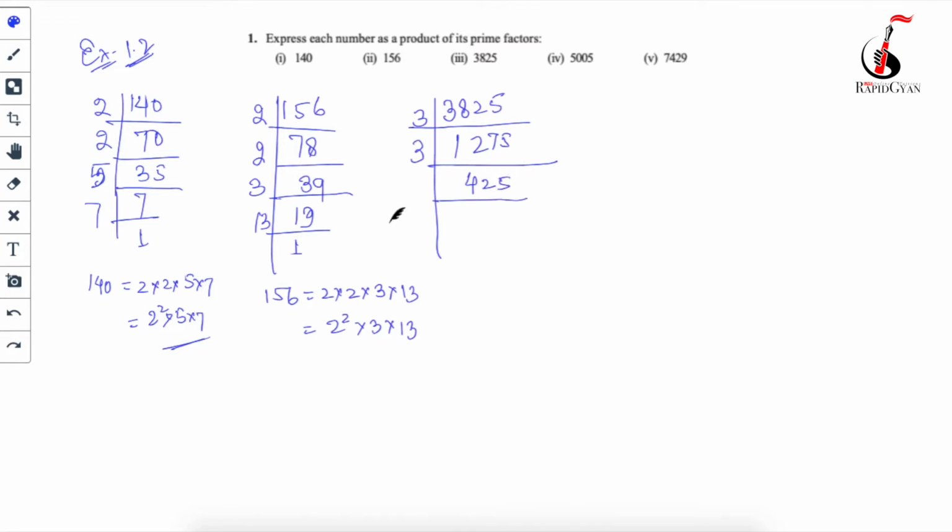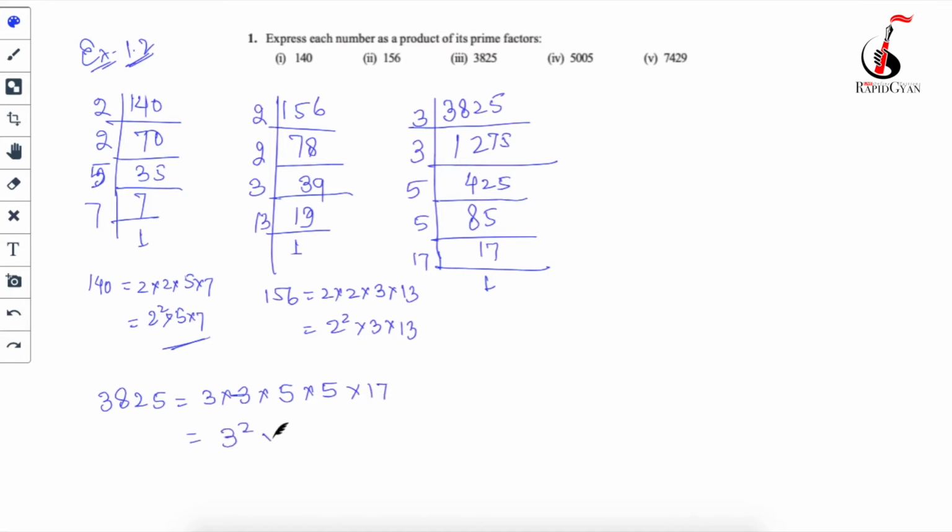Fine. Then it's divisible by 5, not by 3, because 4 plus 2 is 6, 6 plus 5 is 11, and 11 is not divisible by 3. So this number will not be divisible by 3. Now it will be divisible by 5. If I divide by 5, I will get 85. Then again, if I divide it by 5, I will get 17, and then again I divide by 17, so I will get 1. So what's the value I got for 3825? I will write it over here. 3825 is equal to 3 times 3 times 5 times 5 times 17, which you can write as 3 square into 5 square into 17.